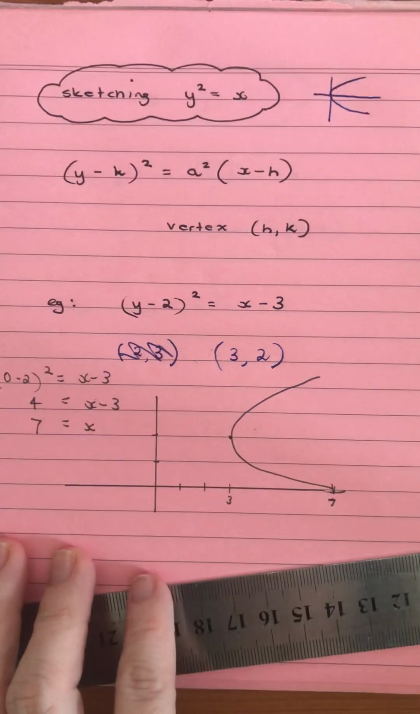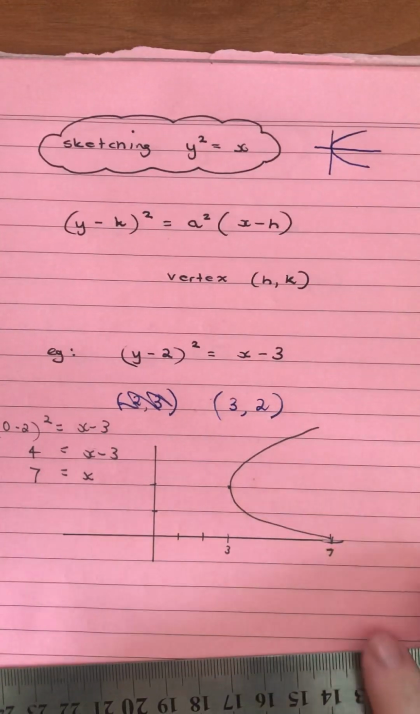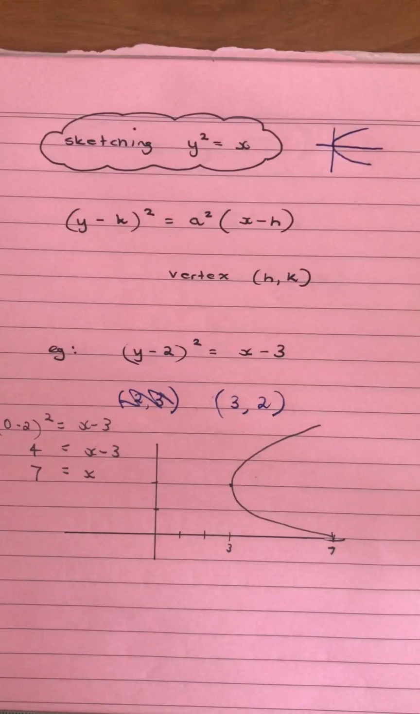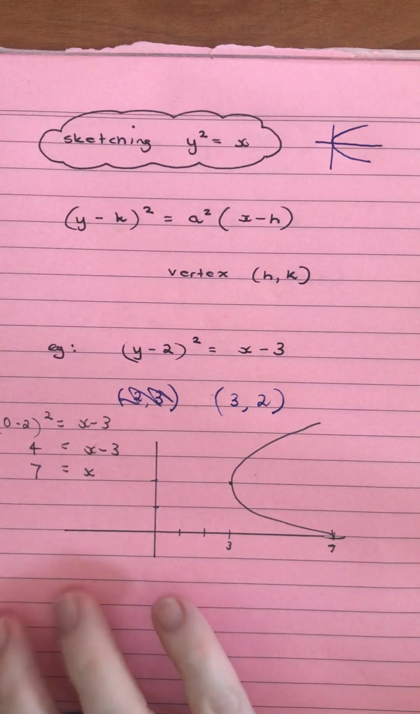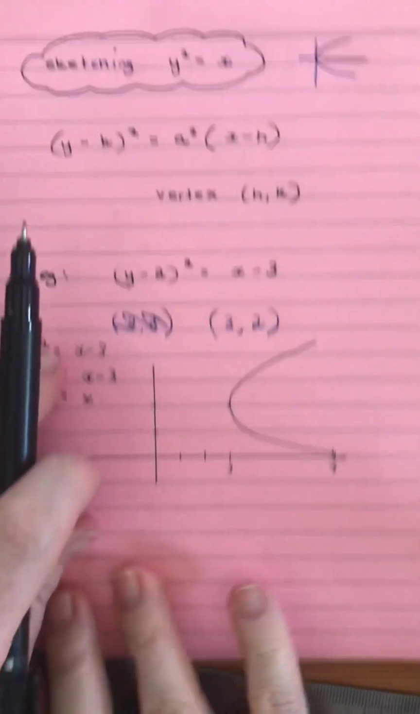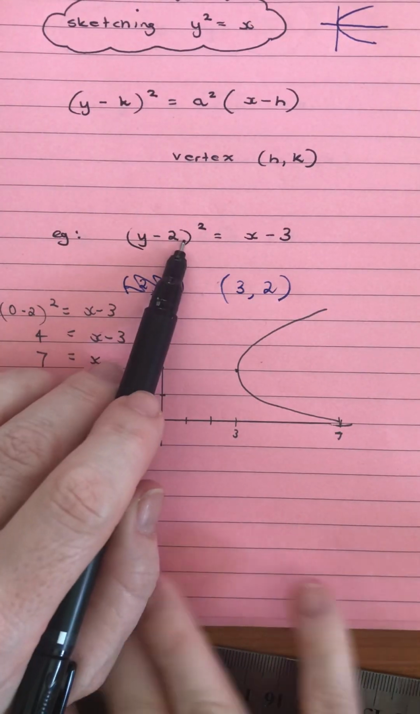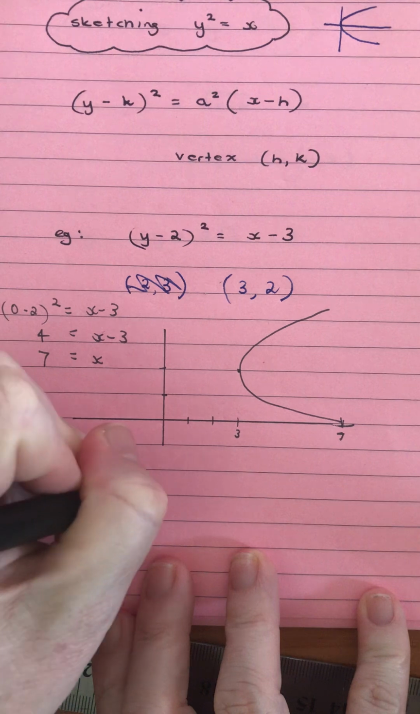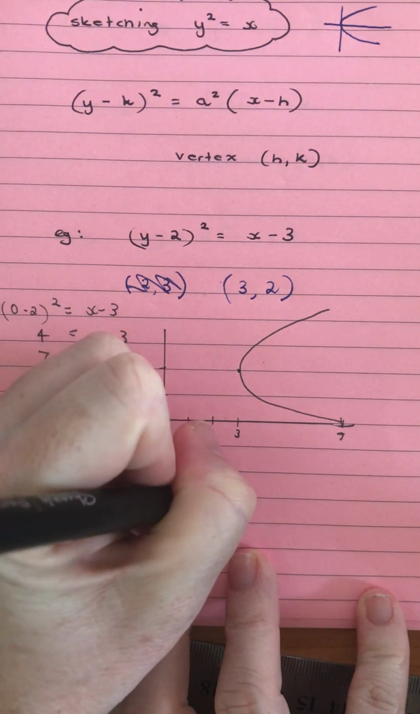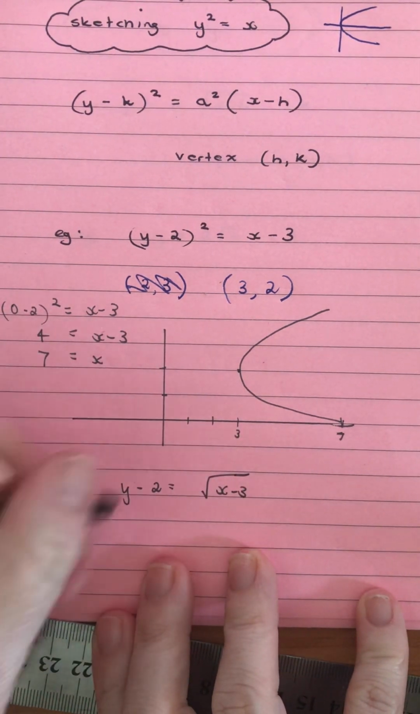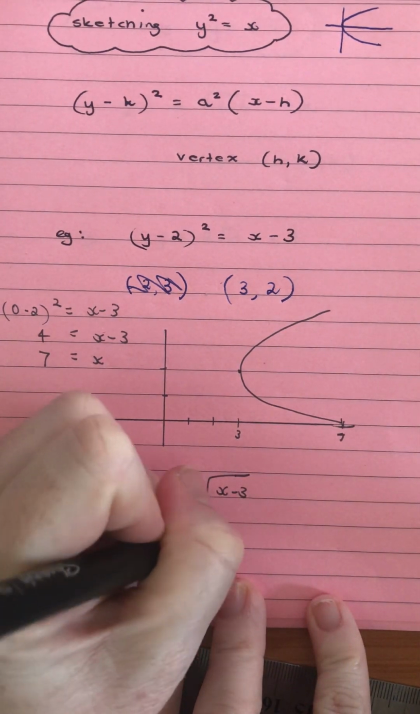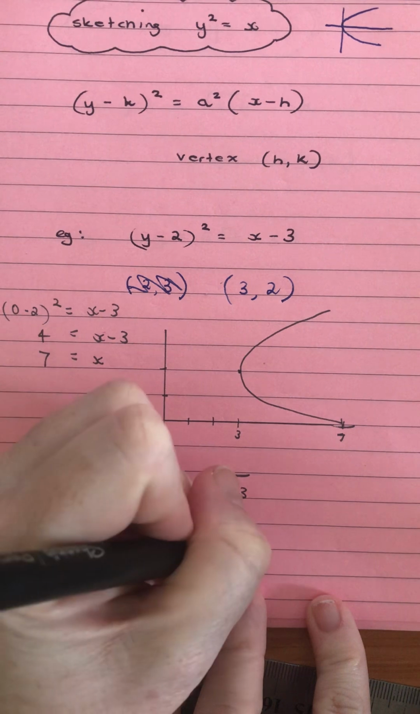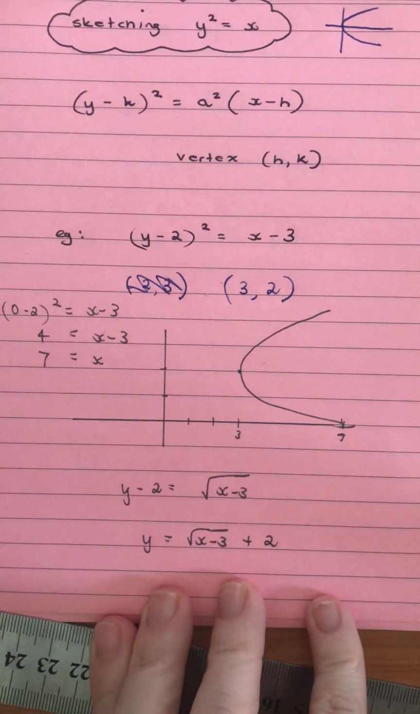Now, the other thing I wanted to show you is how you can put that into your calculator, because obviously we can't put it straight in as it is into our graphics calculator because it's not in the form of y equals. So to rearrange that, we need to do the square root first. So we would have y minus 2 is equal to the square root of x take 3. Then we're going to add that 2.